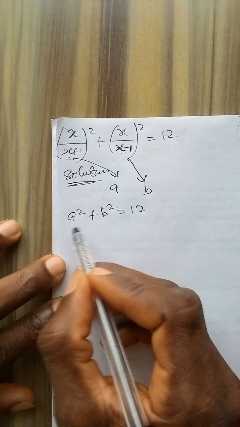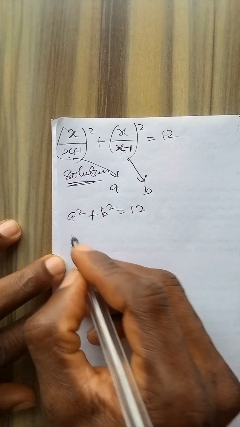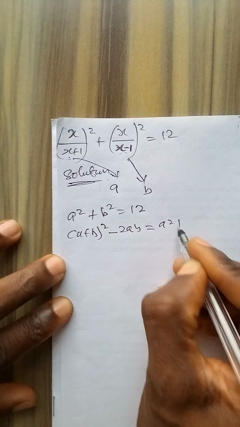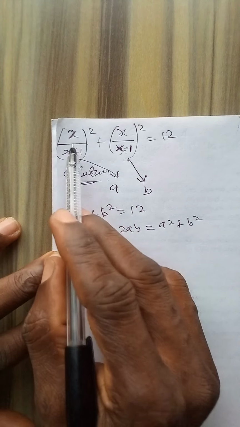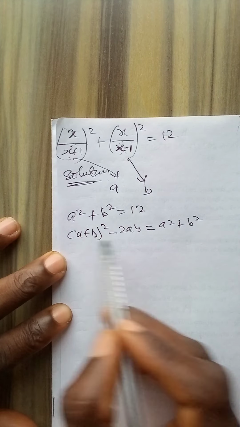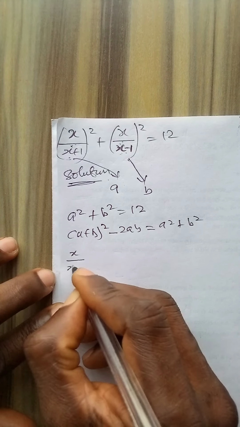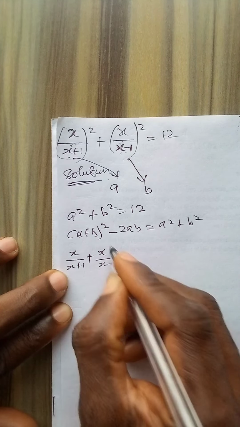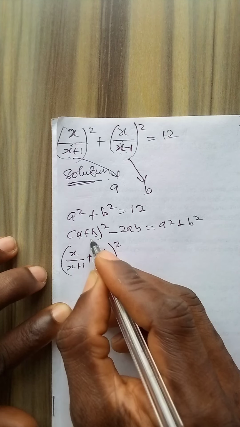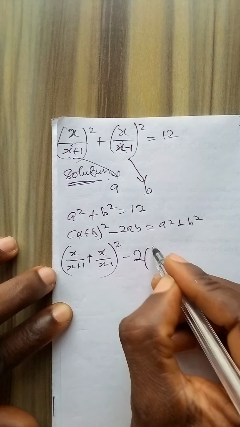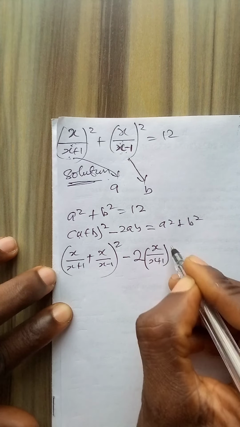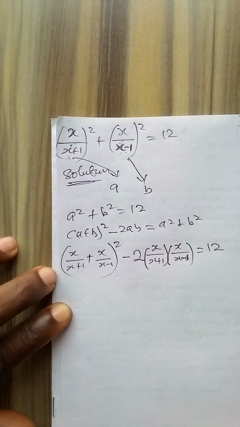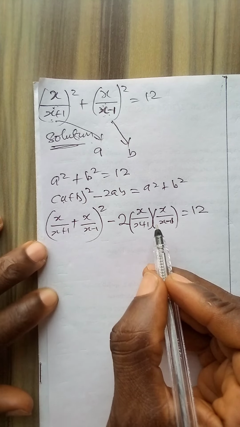Now, we can't solve this problem like this, so we have to rewrite this expression. If I have (a plus b) raised to power 2 minus 2ab, it will be equal to a squared plus b squared. So that means I am going to express these terms in brackets in this form. That becomes (x over x plus 1, that is for a, plus x over x minus 1) all raised to power 2, according to this part, minus 2 times x over x plus 1 times x over x minus 1 is equal to 12. And let us simplify further.